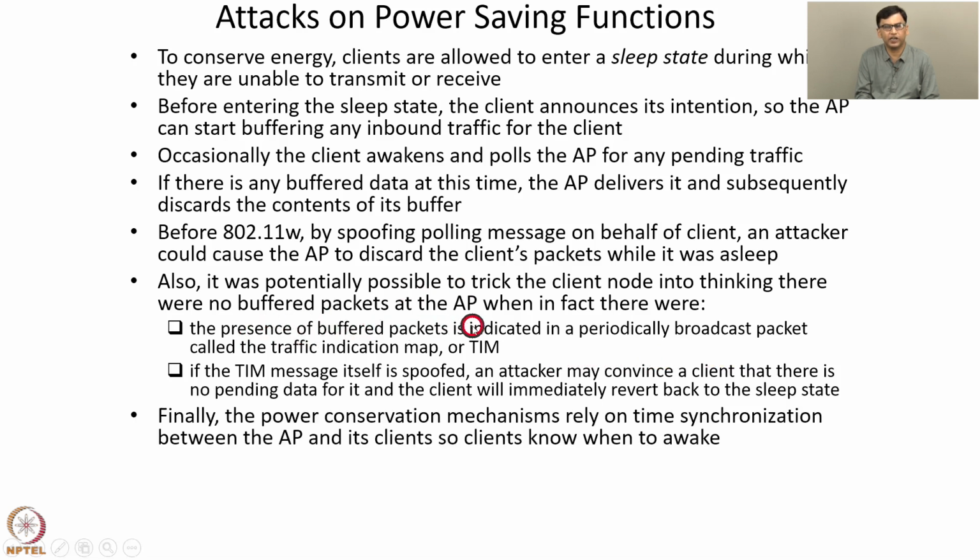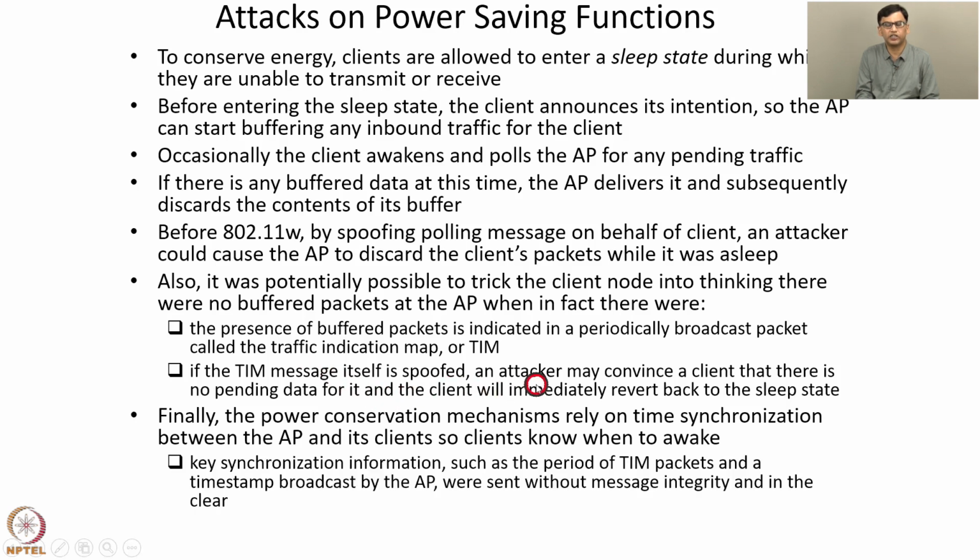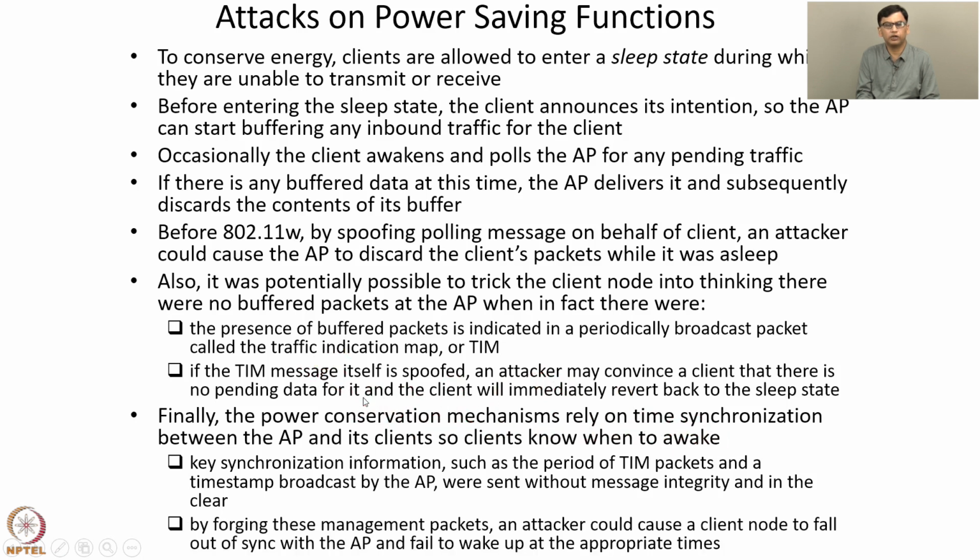Finally, the power conservation mechanisms rely on time synchronization between the access point and its clients, so the clients know when to awake. So the local clocks at the access point and the clients have to be synchronized with each other, so that the clients wake up at the correct instance in order to receive the buffered packets. But key synchronization information such as the period of TIM packets and a timestamp that is broadcast by the access point were sent without message integrity and in the clear. So by forging these management packets, an attacker could cause a client node to fall out of synchronization with the access point, and hence the client would fail to wake up at the appropriate times.